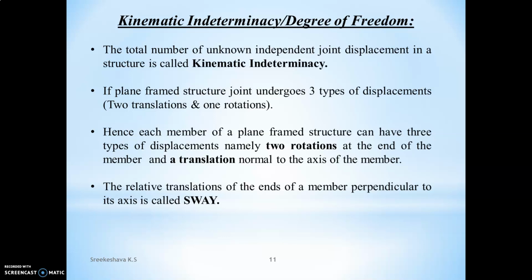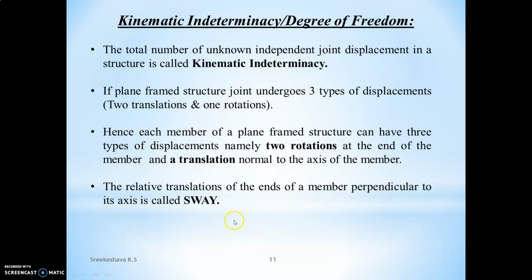Similarly, a fixed support has three unknown reactions. So it is a rigid support, there is no displacement. Hence, the degree of freedom at a fixed support is 0. Clear? So in a plane frame structure, a joint undergoes three types of displacement: two translations and one rotation. Clear? But this is with respect to the joint. What I explained with the example is with respect to the joint.